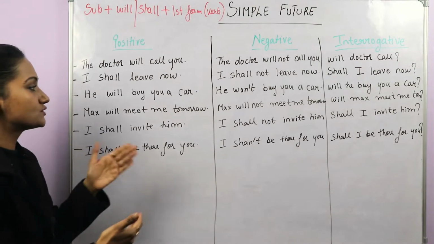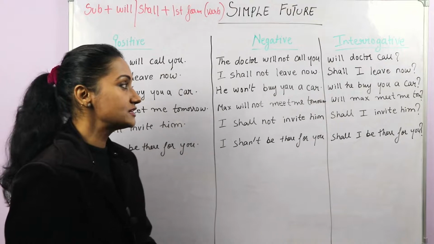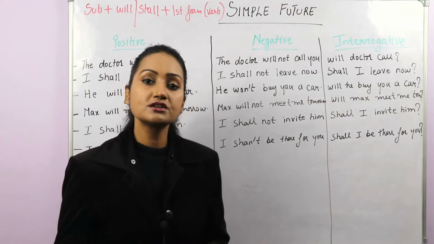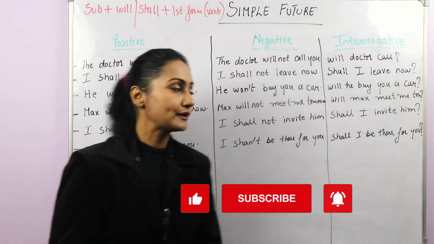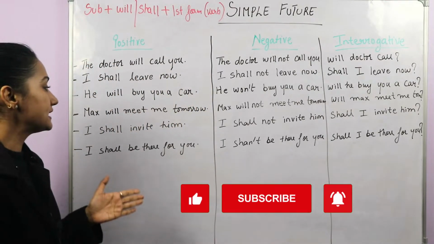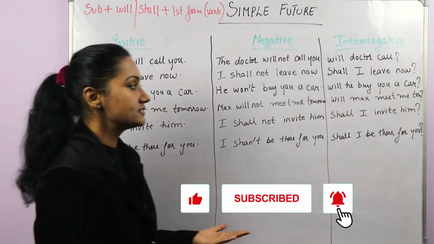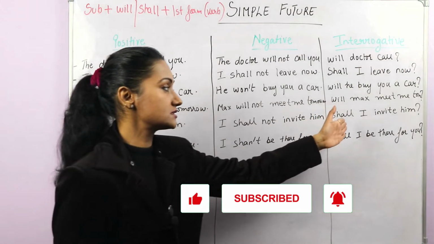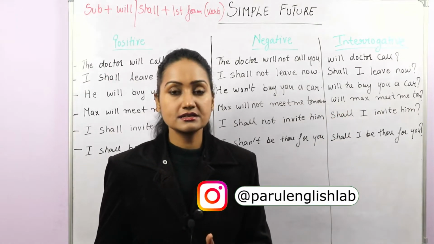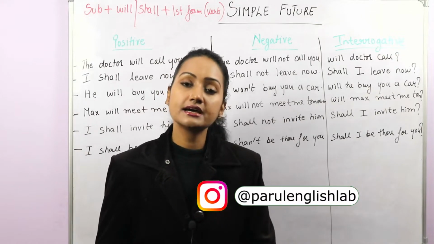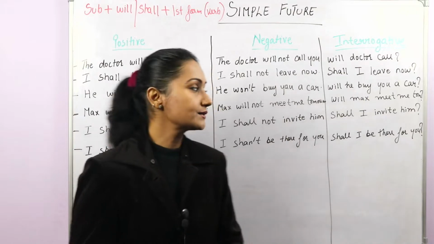Max will meet me tomorrow. Max will not meet me tomorrow. Will Max meet me tomorrow? Will Max not meet me tomorrow? Or won't Max meet me tomorrow? I shall invite him. I shall not invite him. Shall I invite him? Now if you have to change it into a negative interrogative, then: shall I not invite him, or shan't I invite him? So the contracted form of shall not is shan't.